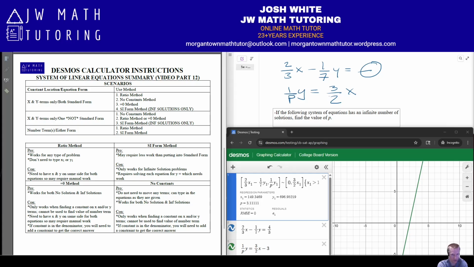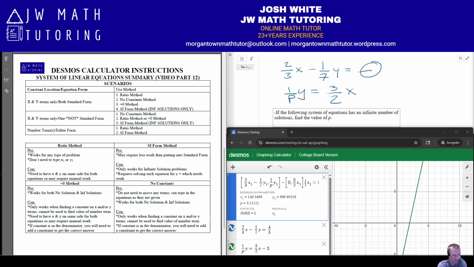Okay, the slope-intercept form method. The downsides are that it only works for infinite solution problems, can't use it for no solution problems, and also it requires solving each equation for y, which generally will require some work. However, depending on the setup of the problem, it could require less work than actually putting it into standard form. Like, this equation, the second equation in my example here, all you had to do is divide by p in order to get it into slope-intercept form. You didn't have to actually move any terms around. You just divide by one letter and that's it.